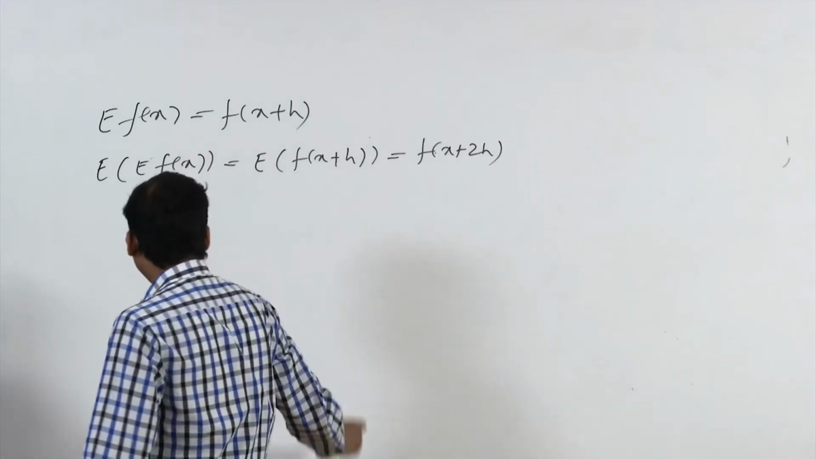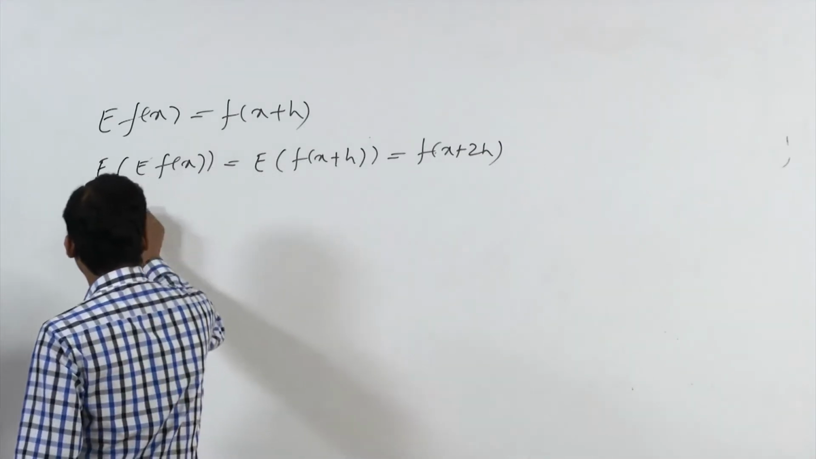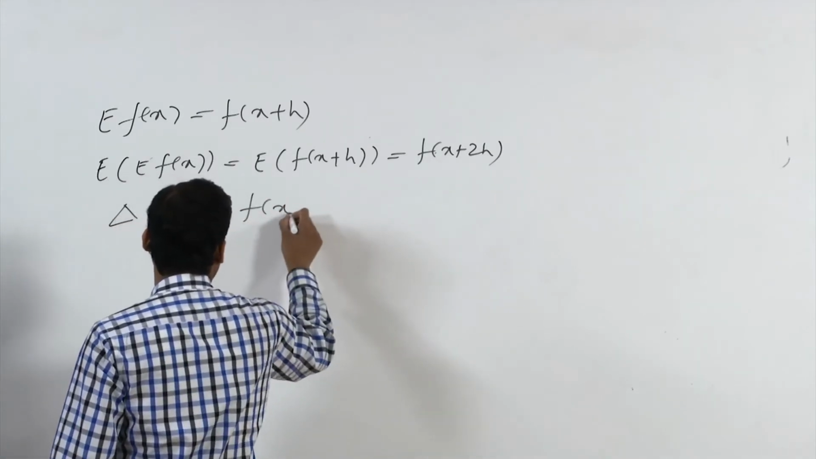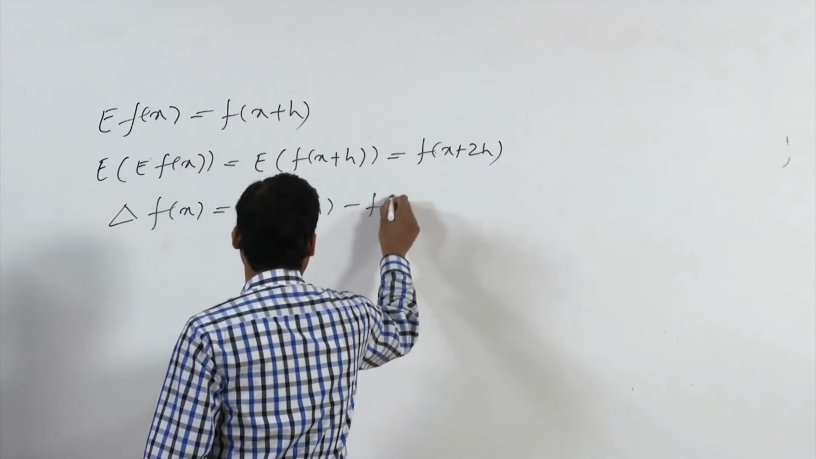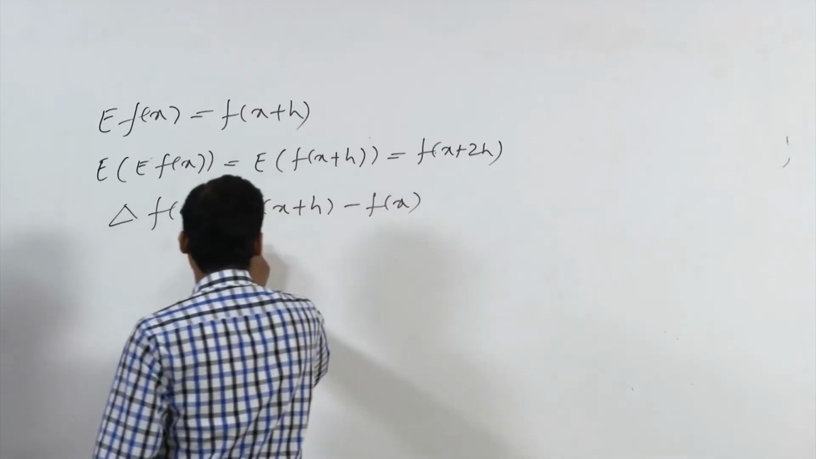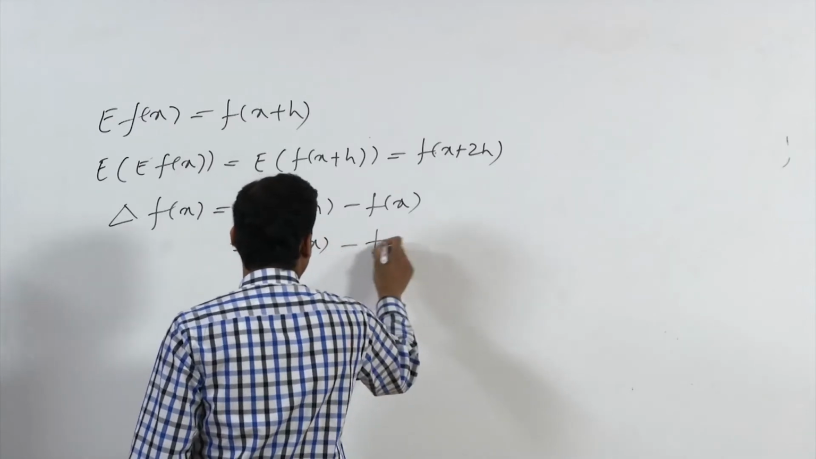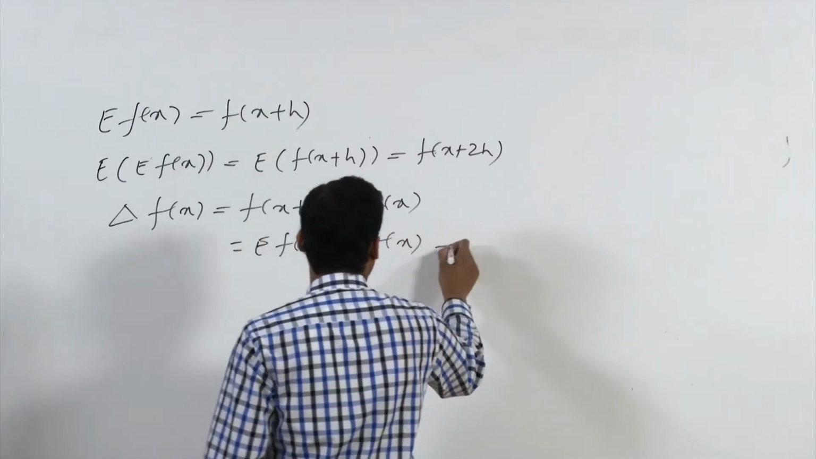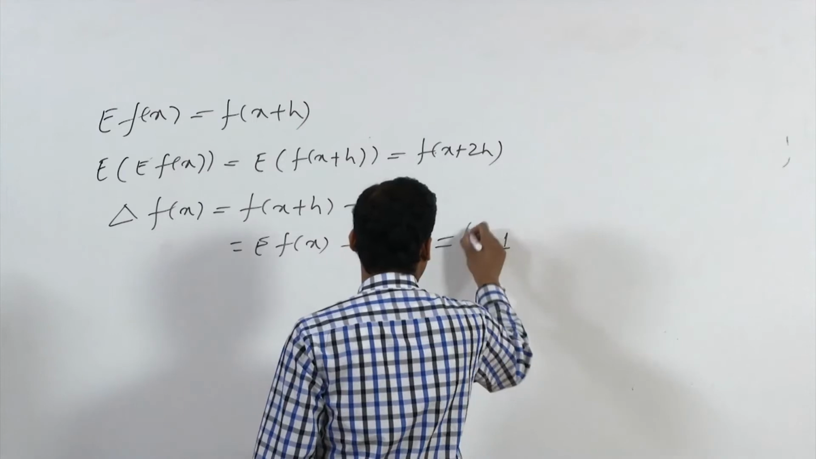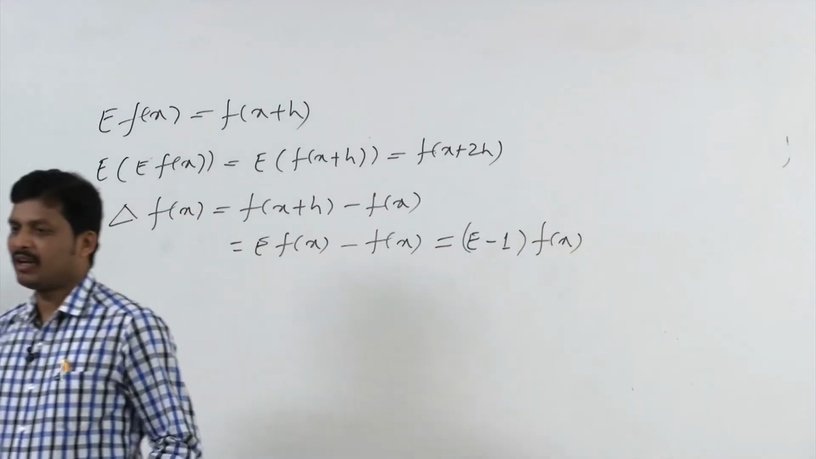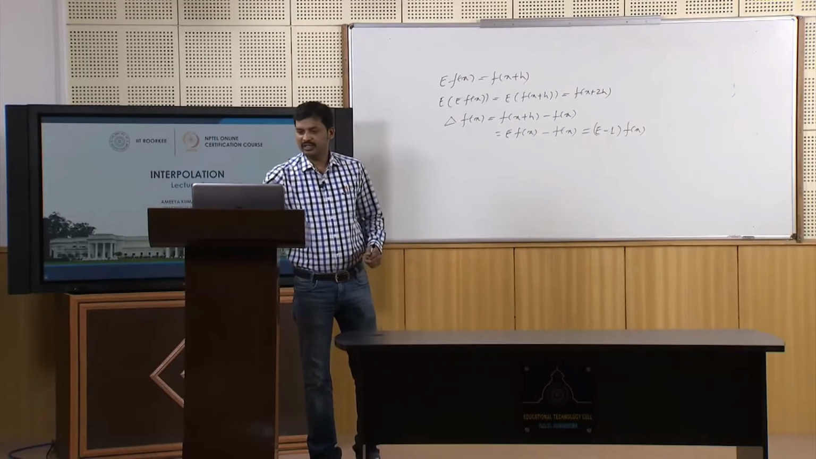So similarly, if we just use a delta of f(x) here, it can be written in the form of f(x+h) minus f(x). So it can be written as E f(x) minus f(x), which can be written as (E minus 1) f(x). Similarly, we can express the nabla operator in the form of the shift operator here.